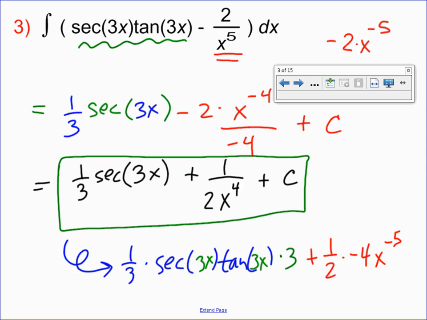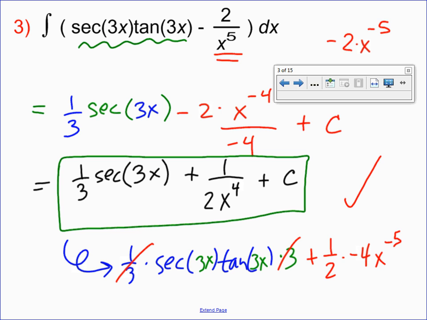Let's go ahead and check. Ready? 1/3 times 3 is just 1, secant 3x tangent 3x, and negative 4 times 1/2 is negative 2, and then x to the negative 5 is the same as 1 over x to the positive 5. So did it work? Yes, and I'm feeling confident about that. Awesome. Raise your hand if you had number 3 right. So number 3 was definitely a step up from 1 and 2.